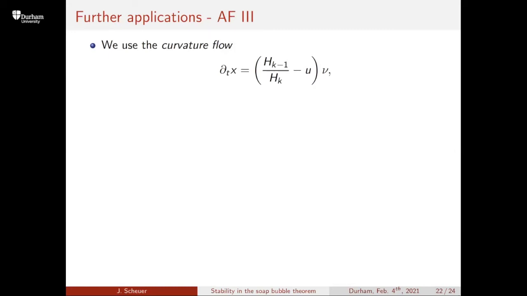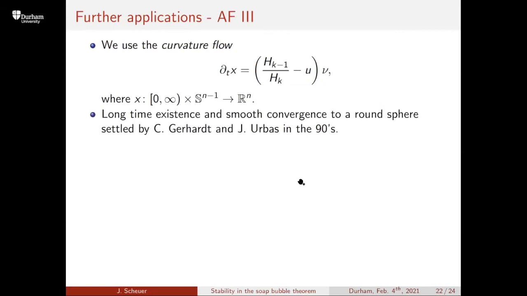So we use a curvature flow. X is a family of embeddings of these hypersurfaces, and they move in normal direction given by a certain speed, a fraction of these elementary symmetric polynomials, and u is the support function of the hypersurface. The long time existence and convergence to a round sphere of this flow is due to Klaus Gerhardt, who was my PhD advisor, and John Urbas. This is one of the classical results in inverse curvature flows from the 90s.